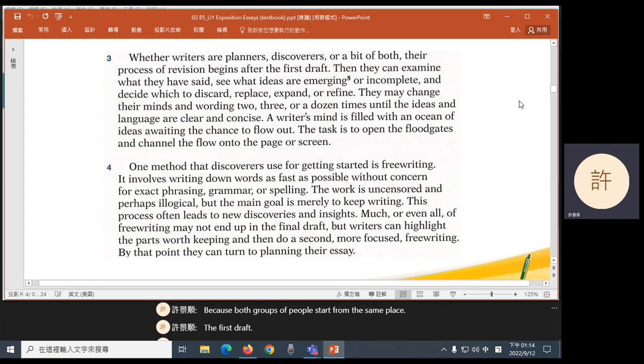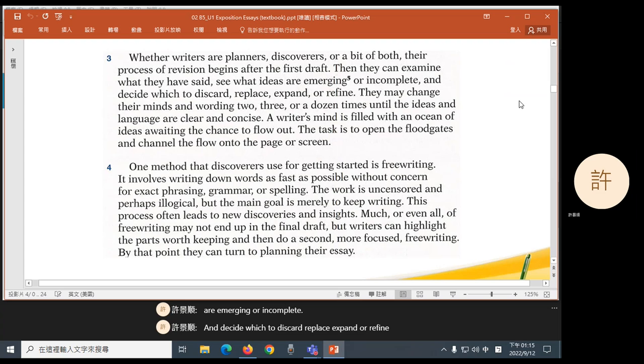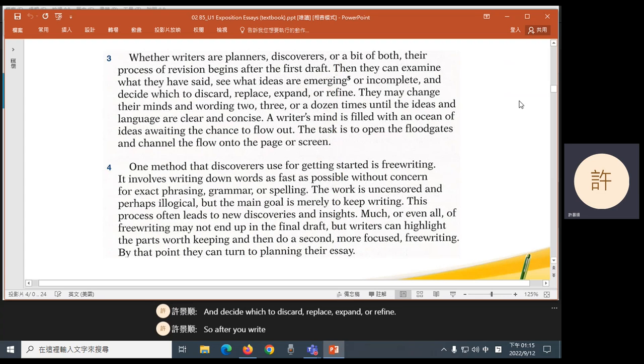Then they can examine what they have said, see what ideas are emerging or incomplete, and decide which to discard, replace, expand, or refine. So after you write your first draft, you can look at what you've written, you can see what are some good ideas worth exploring, and maybe some ideas are not worth exploring. And so you can choose to discard, means throw away, replace, expand, which here means develop, or refine. Refine means to make better.